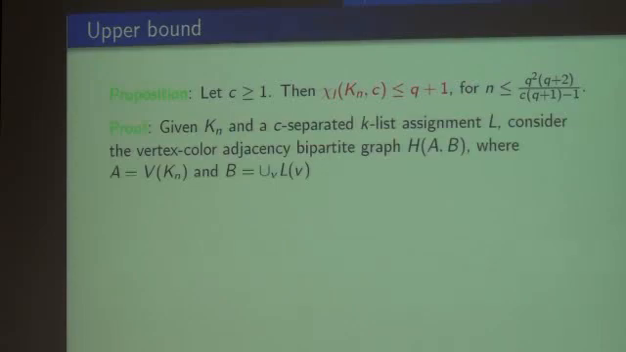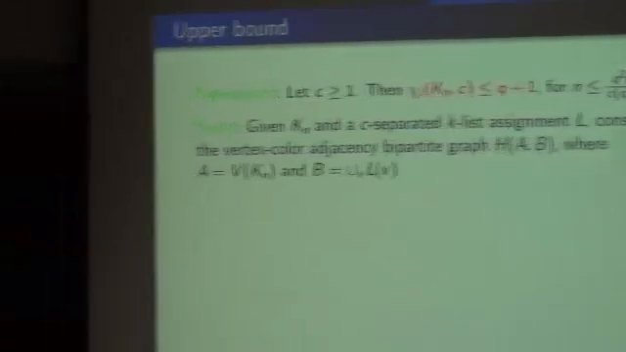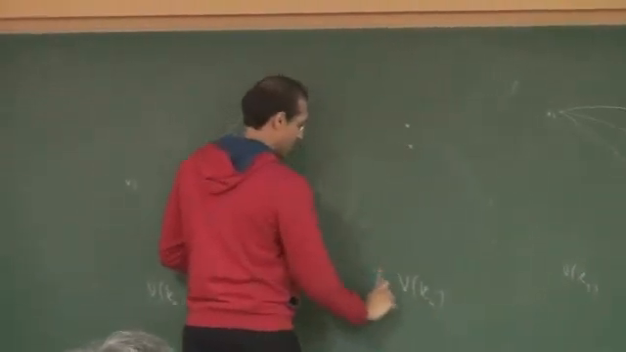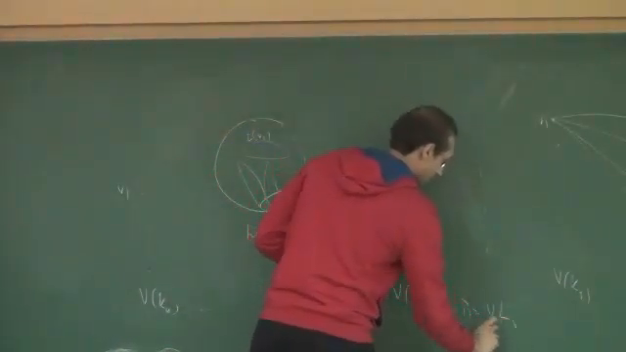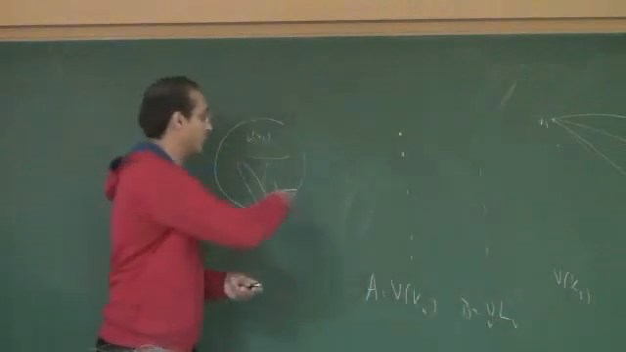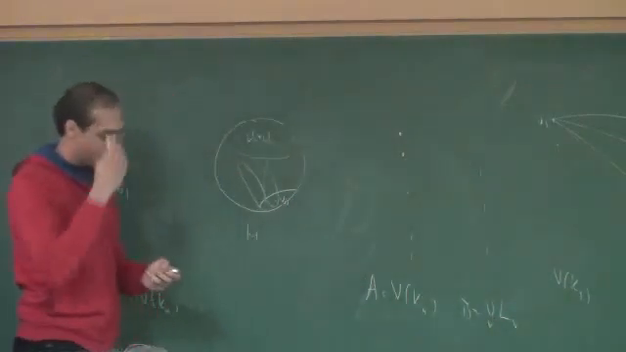Again, we have to show that Hall's conditions hold. We have our bipartite graph, the auxiliary one. You have the vertices of the complete graph here, which is part A, and part B is the union of all the lists, and you have the bipartite graph.